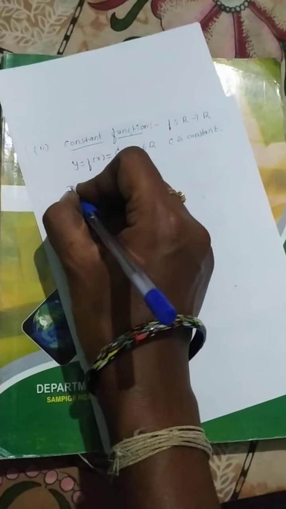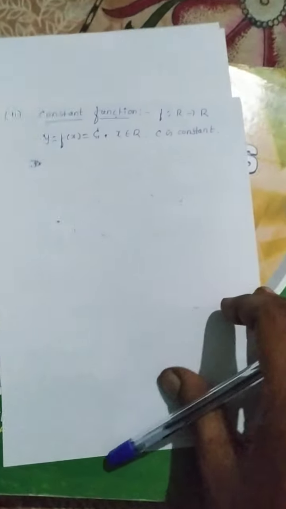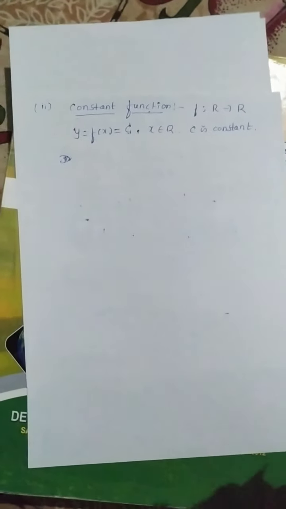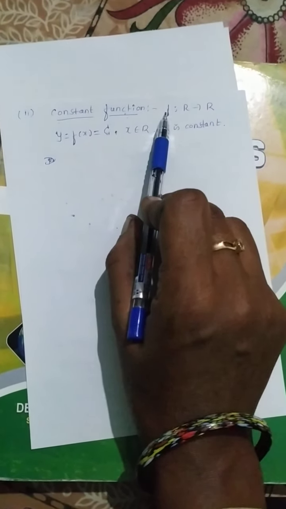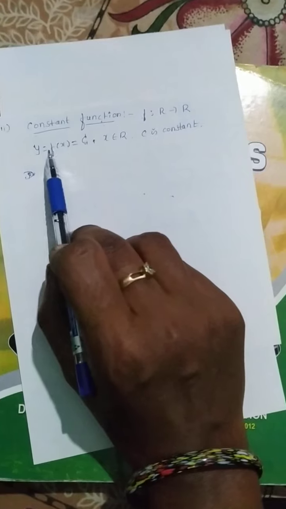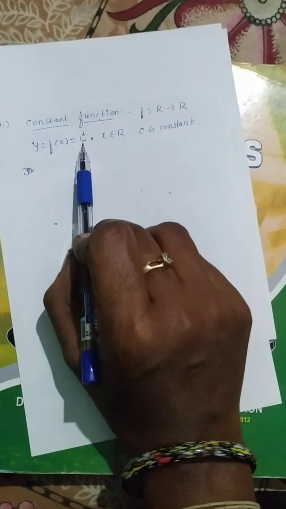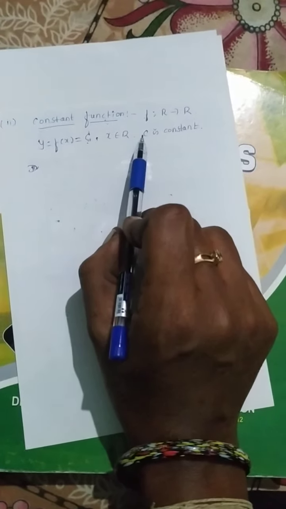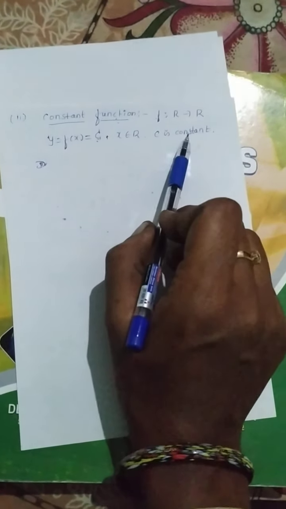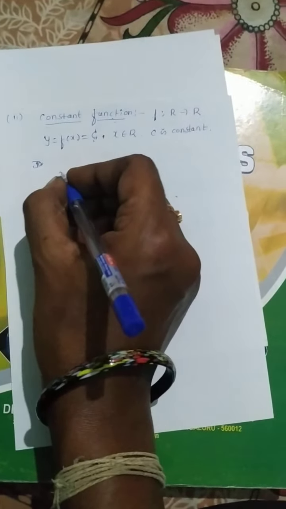And here the domain is... Okay, before explaining the domain and range, let me construct a table and plot the graph, then you will come to know what exactly the domain and range are. Okay, the definition of a constant function is a function f from R to R, y is equal to f of x is equal to c, which is a constant. Here x is in R and c is a constant, again in R. Now I'll take the table.